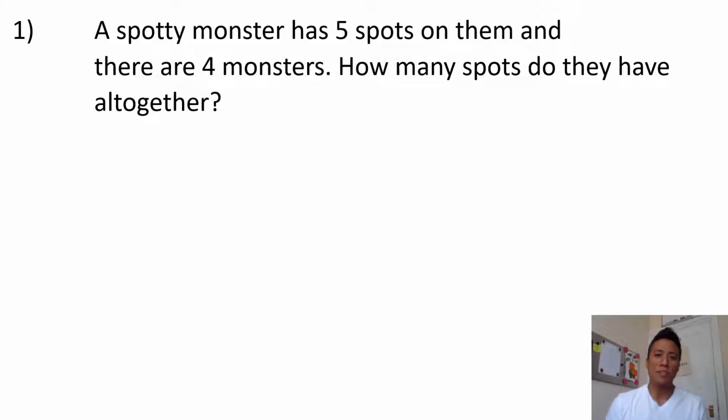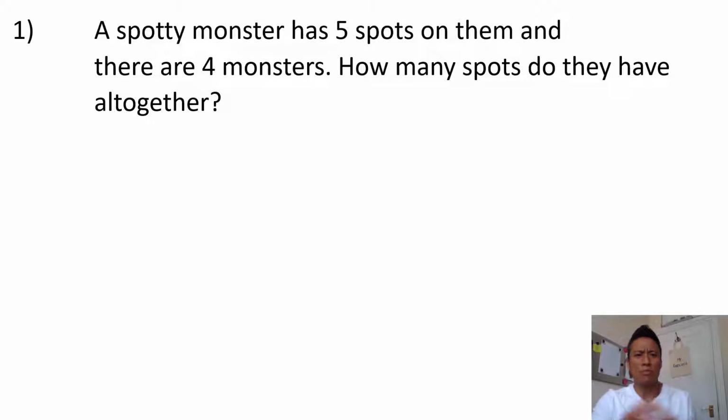Right, if you're having a bit of a challenge with the reading, I'll read it for you. A spotty monster has 5 spots on them. There are 4 monsters. How many spots do they have all together? Any keywords, any numbers in there that's going to help you out? Pause the video now, see if you can have a go at it. Good luck. Okay, if you're happy with that, go into question number 2.